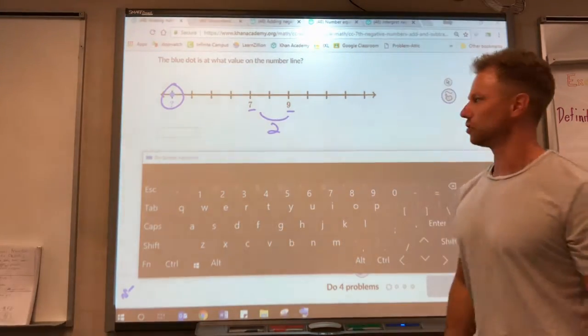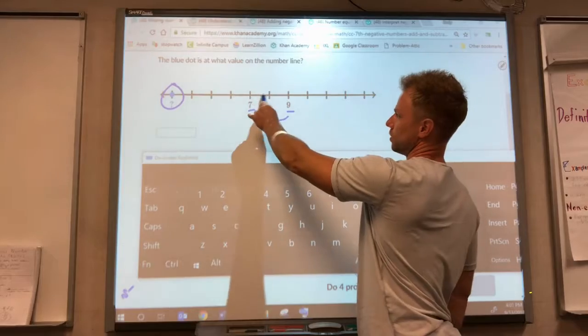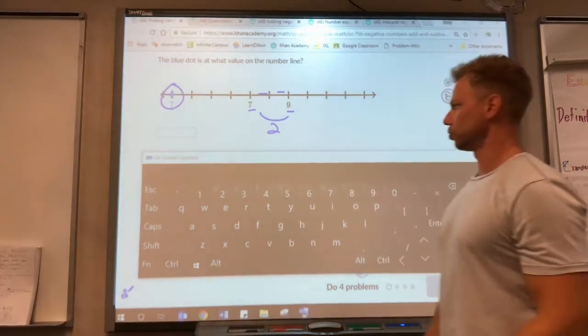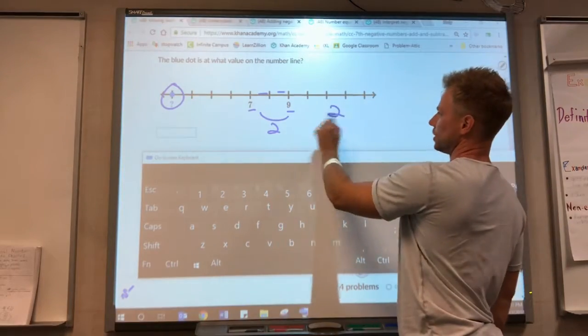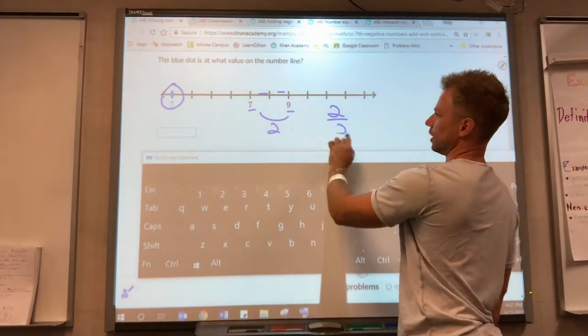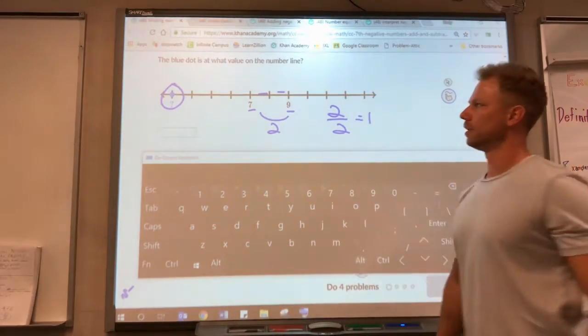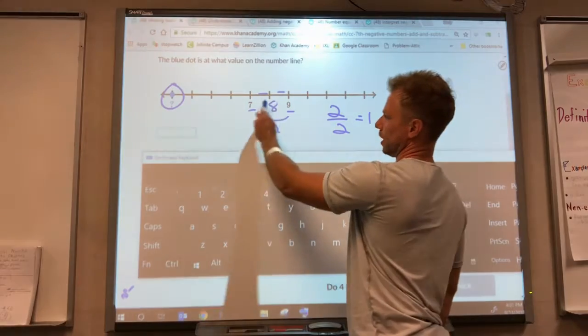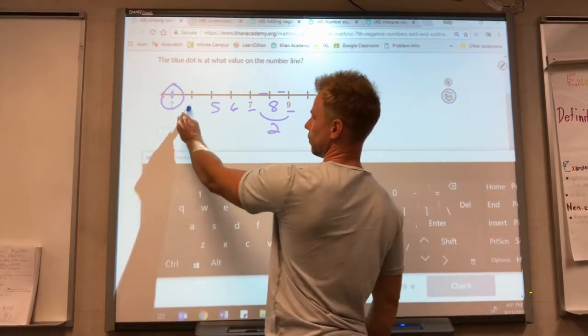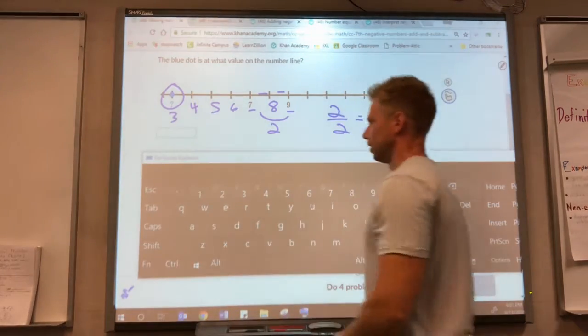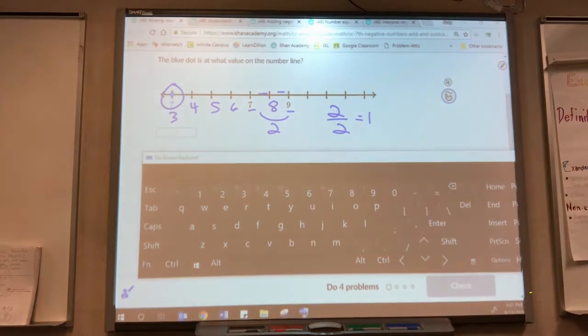7 minus 9 is 2, and there's 2 spaces, 1, 2, between 7 and 9. So if we take 2 divided by 2, we get 1, and we can figure out the number line is going by 1. So then we just count down, and we know that the question mark must be 3 on the number line.